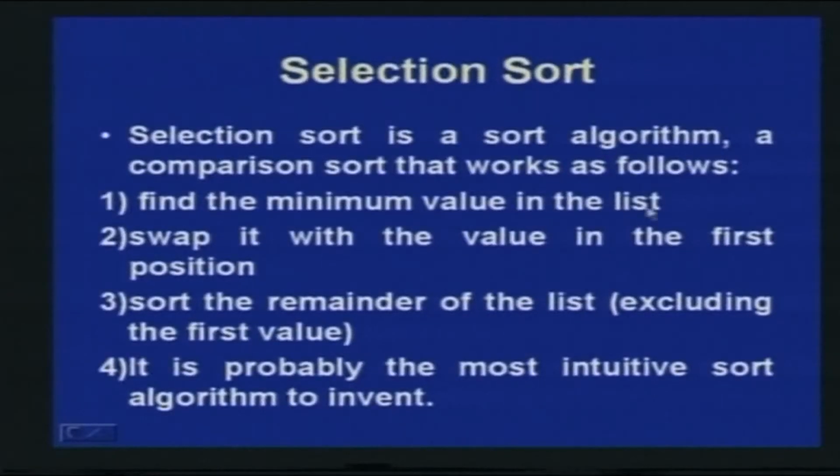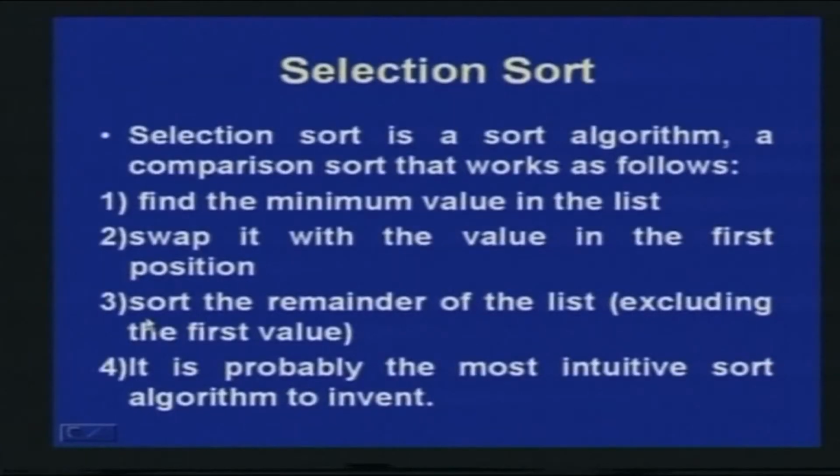Find the minimum value in the list. Look throughout the list, find the minimum value, and then swap it with the value in the first position. So, the first step is going from the beginning to the end of the list and finding the smallest value, and then taking the first value and interchanging it with that minimum value, whatever position it is in. Then you do the remainder of the list in the same way, but excluding the first value. Suppose you had 5 numbers, you take the first number, go through all the 5, find out which is the lowest and then exchange it.